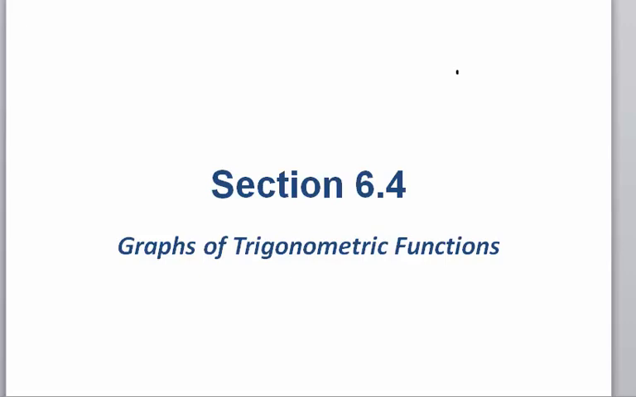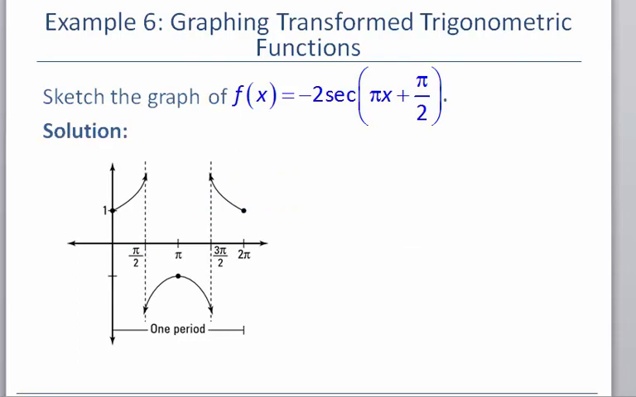We'll now continue our discussion of section 6.4, talking about the graphs of trigonometric functions. We're going to look at one additional example where we are graphing a transformed trigonometric function. So our example asks us to sketch the graph of f of x is equal to negative 2 secant of pi x plus pi over 2.